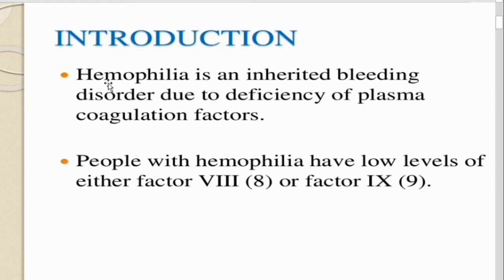Today we will talk about hemophilia, which is a bleeding disorder. Hemophilia is an inherited bleeding disorder due to the deficiency of certain plasma clotting factors. Some people have low or no production of factor 8, and some people have low or no production of factor 9. So hemophilia is an inherited bleeding disorder in which there is low or no production of factor 8 and factor 9.